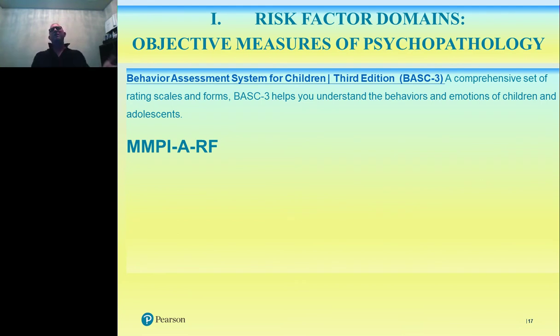When we talk about mental health risk factors, we often will interview and get some historical information, but it's also helpful to have objective materials that you can use as confirmation of what the child or adolescent is experiencing, as well as what others are observing. We have a hierarchy of tests here. The first I'm going to talk about is the BASC.